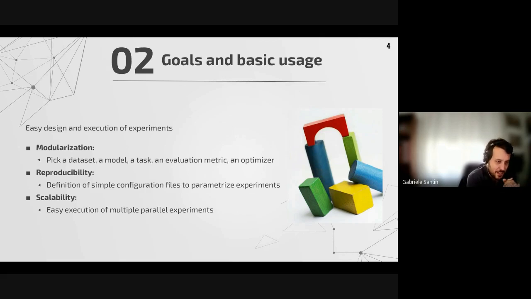You can pick a dataset, a model, a task, an evaluation metric, and an optimizer, and you can describe them at a very high level. So you don't need to write any code at all, as long as you stay within the design space specified by this tool. There is a design space with some degree of freedom, and it's quite rich. As soon as you stay within these boundaries, you can pick all these components without writing essentially any line of code. We will see how to do that.